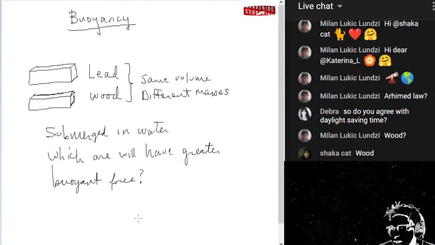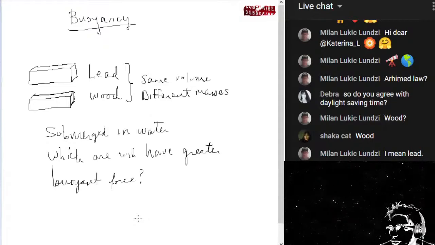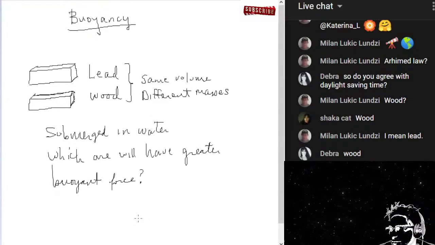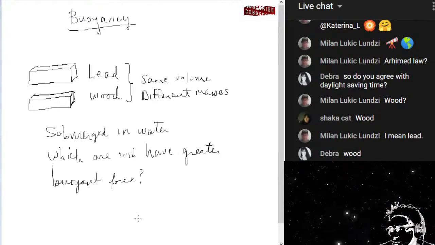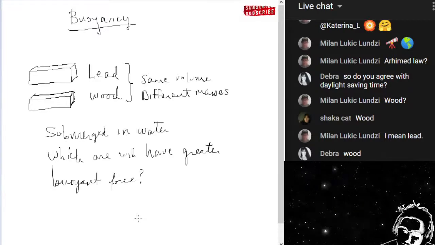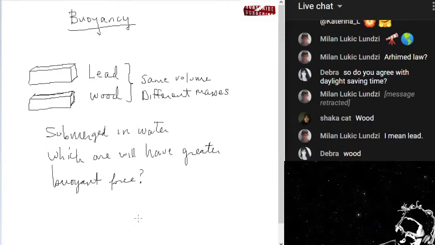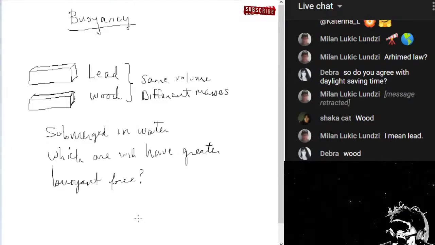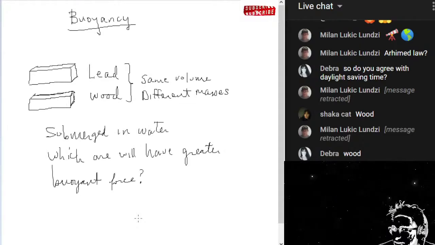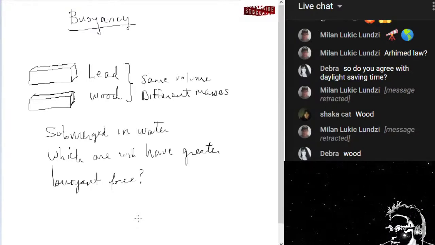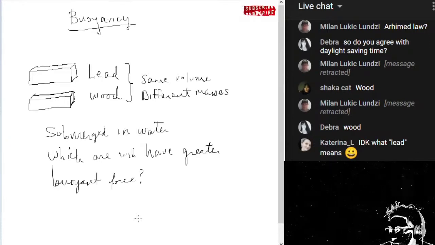Let's say this is a pretty light wood, like a balsa wood or something. Actually, it's the same. It's a trick question. Because it doesn't matter what the mass of the object is. The buoyant force only depends on the volume of the object.